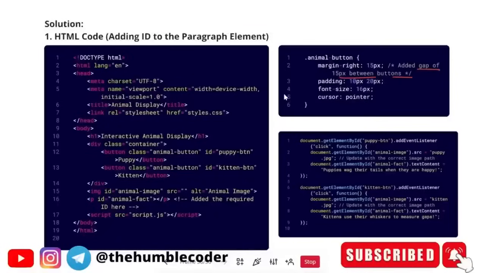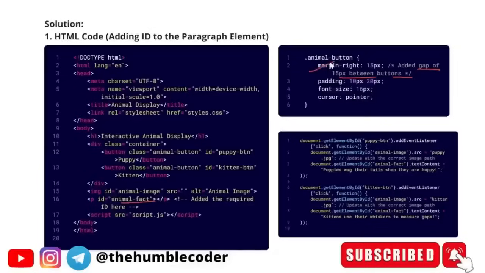It was asked to add an ID, right? So we have added an ID, animal fact, here to the paragraph element in the HTML. This is basically ensuring that we can dynamically update the displayed fact. And then we are adding margin right of 15 pixels between the buttons for better UI alignment.